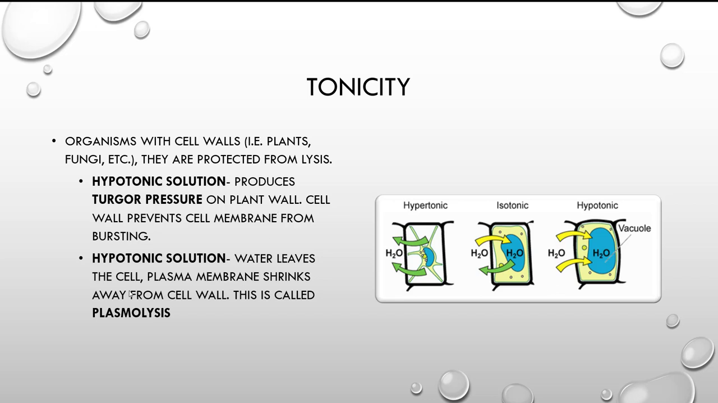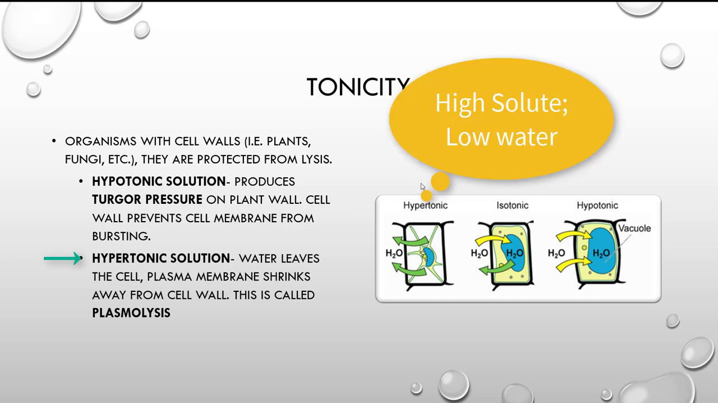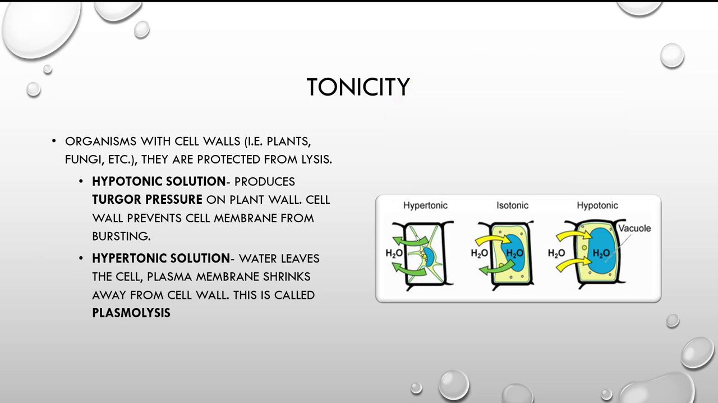Okay, now if we look at a hypertonic solution, remember hyper, high solute, low water. So water is leaving the cell. Look at what happens to the cell membrane. The cell membrane is shrinking away from the cell wall, but the cell wall is still there. The cell wall is still pretty much the same shape as for the other solutions. So the cell wall keeps the integrity of the cell. It's just the cell membrane that is shrinking away.